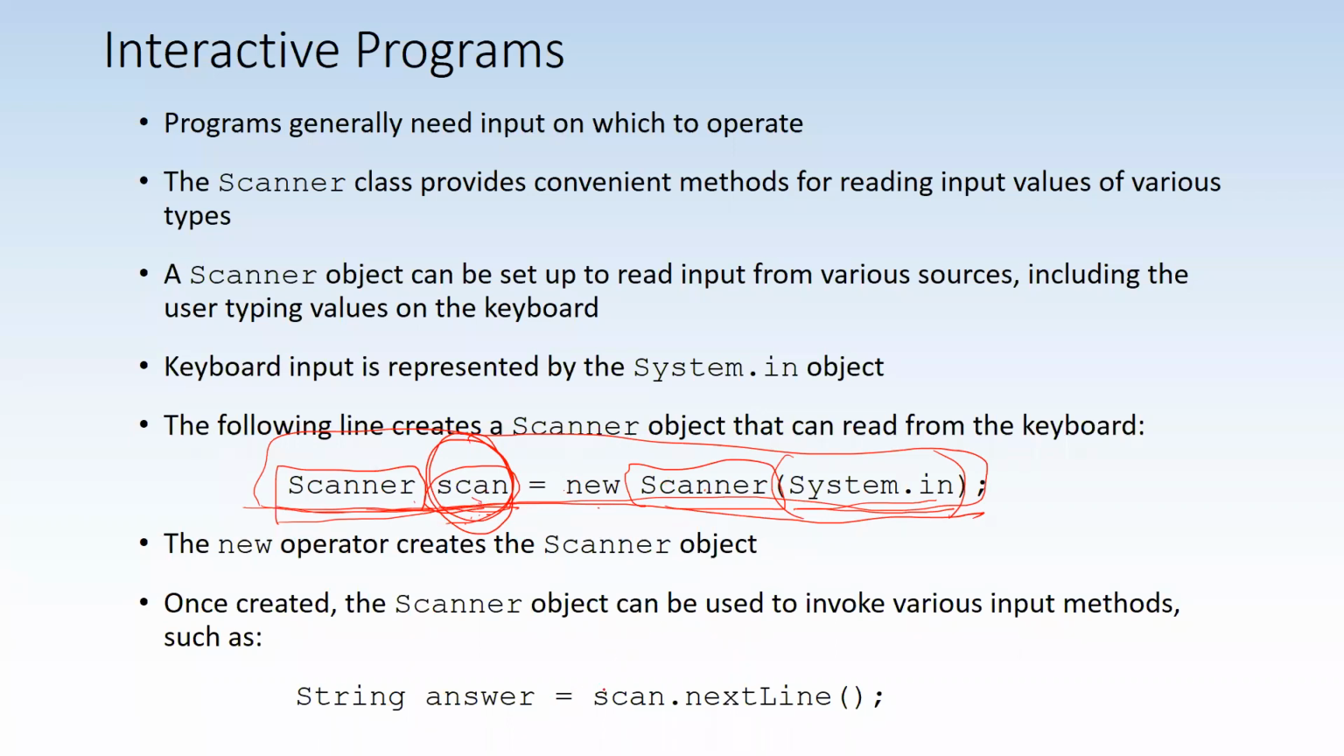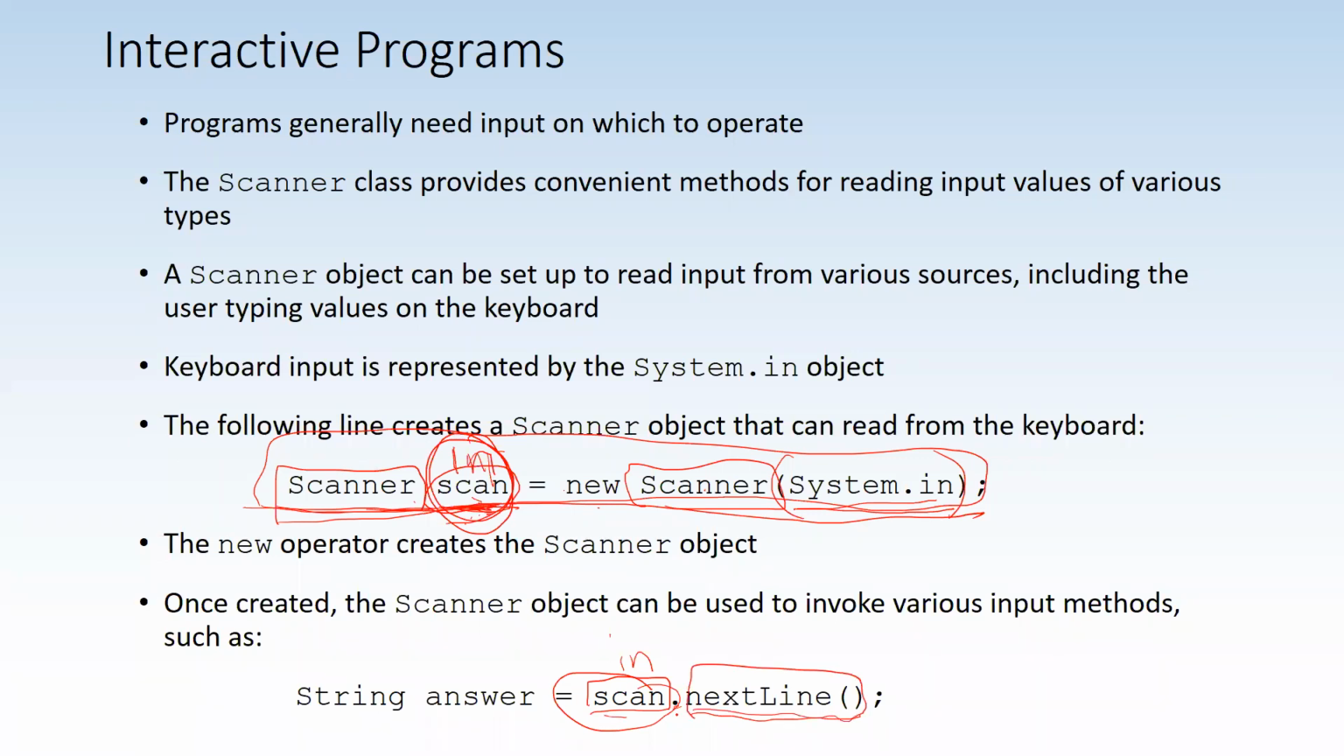Only then can we read from the keyboard. So scan is the variable name. If you name it something else, for example if you name it in, then you have to use in. If you name it keyboard, you have to use keyboard. So this is the variable name, whatever you named it, okay? Dot followed by the method name. This is the syntax you are familiar with. In Python, we had this syntax also. The object name, dot, method name.